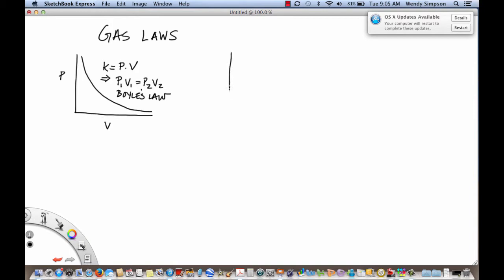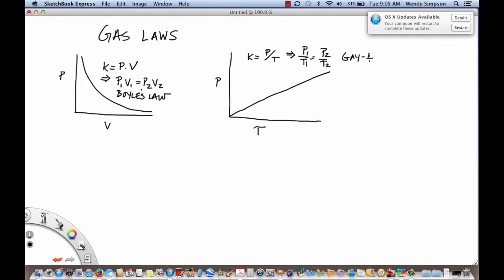In our second lab, we investigated pressure-temperature relationships in gases. In your graph data, you had a curve that looks like this, and you derived an equation like this. The constant K equals pressure divided by temperature, and we can get Gay-Lussac's law from this: P1 over T1 equals P2 over T2. This is a direct relationship between pressure and temperature.